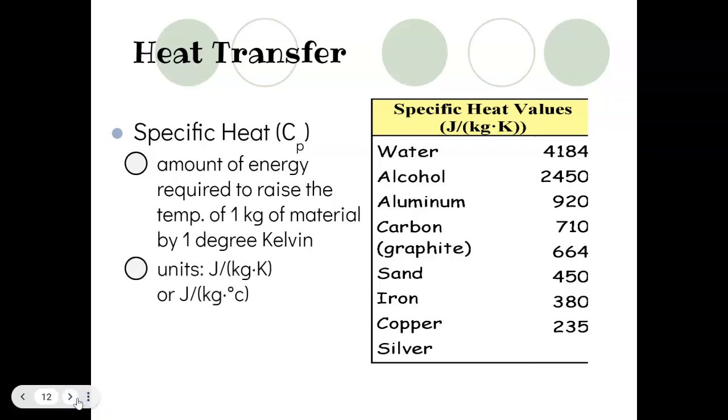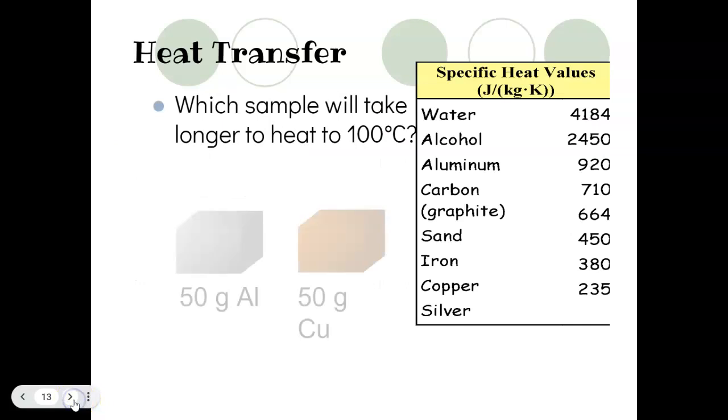And here are the units. So in joules per kilogram per Kelvin or in joules per kilogram per degree Celsius, depends on how you see it. It doesn't really matter what the units are for the specific heat, whether it's in Kelvin or Celsius, we just have to be able to read the table, and I'm going to show you how to do that here.